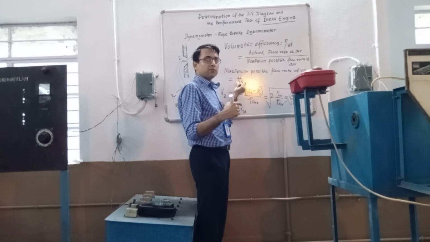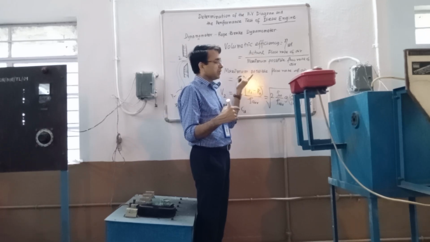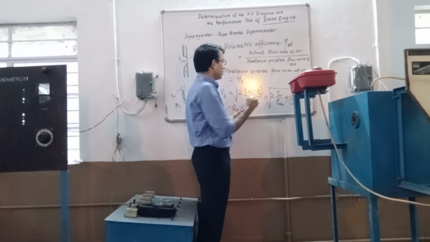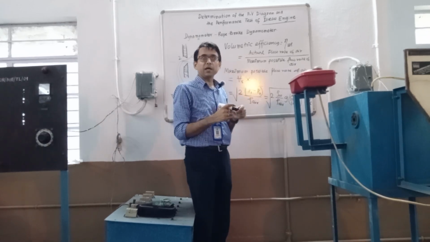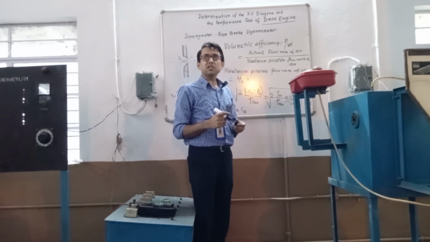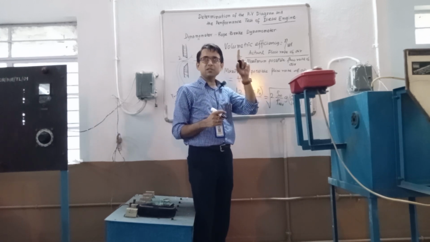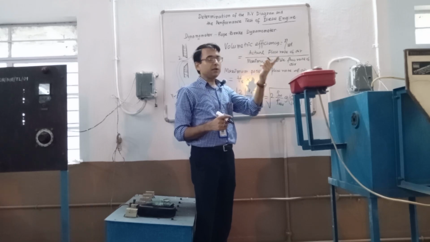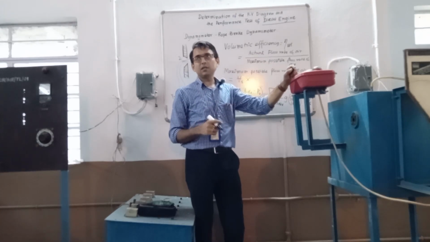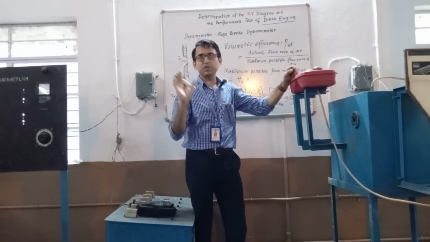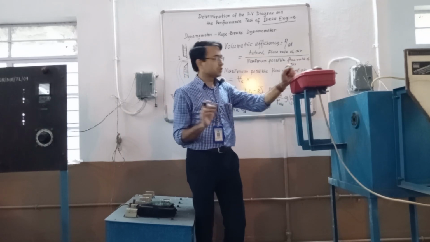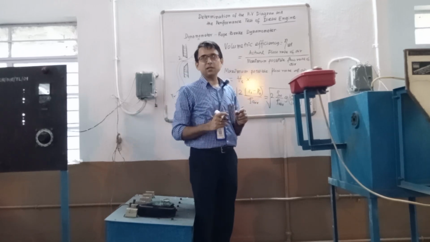But what is the maximum possible volume flow rate per unit time? This is per cycle. Therefore, we have to multiply this with the number of cycles per second. If I multiply by the number of cycles per second, then I will get the total maximum possible volume flow rate per unit second, isn't it? So what is the number of cycles per second?